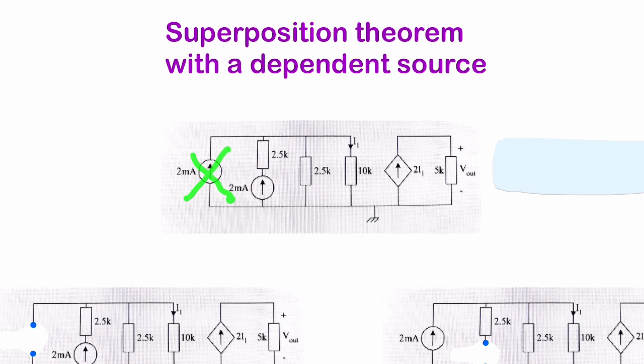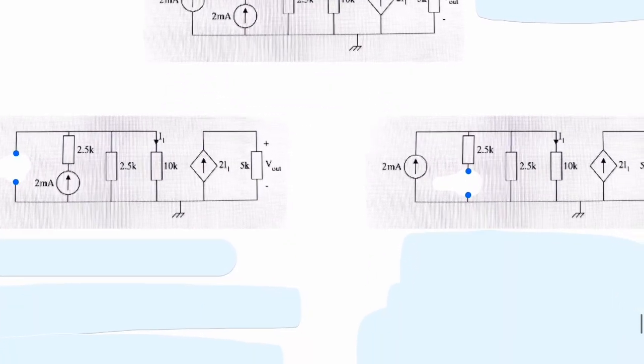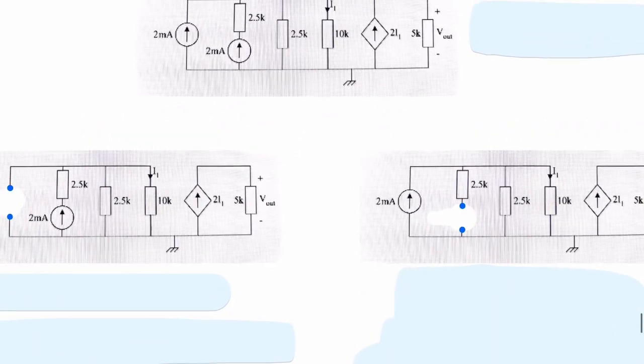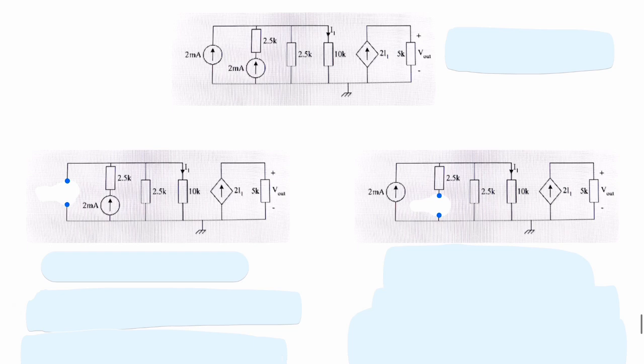We remove this. That means for a current source, you would replace it with an open circuit. You would break the circuit. And then we remove the second current source. So let's redraw the circuit after removing each of these. So I'm going to remove this, replace it with an open circuit, and then replace that with an open circuit. So in each case, we only have one independent source.